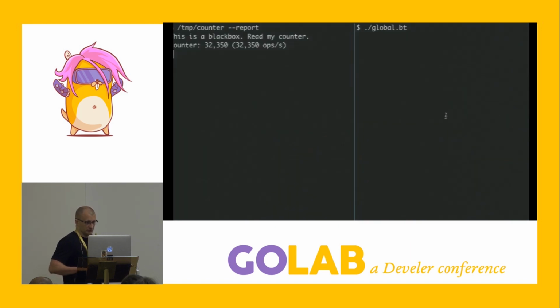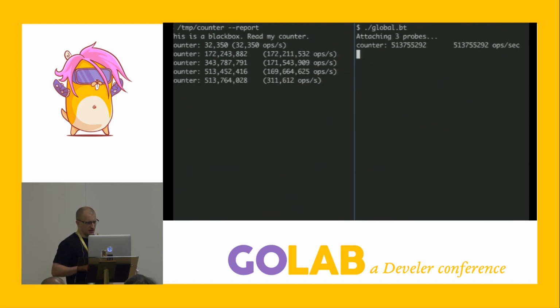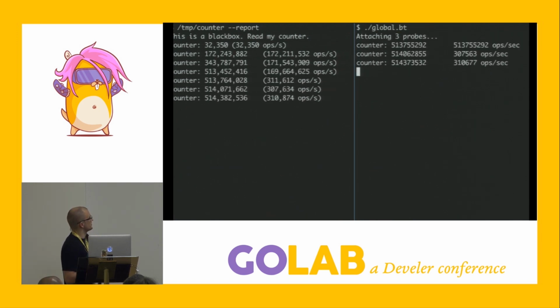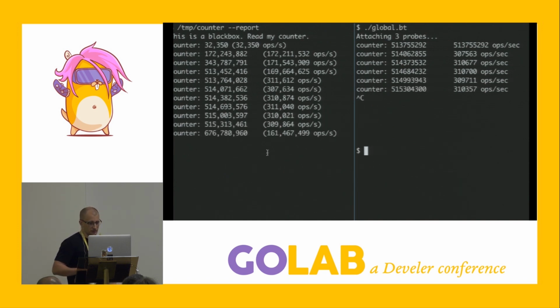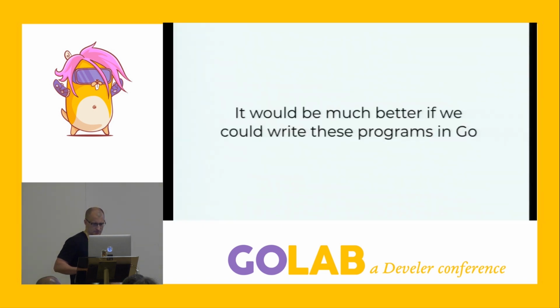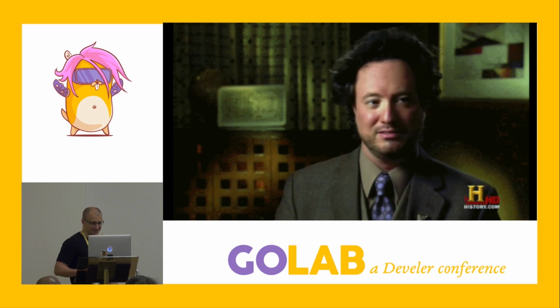So let's see that running. We add our instrumentation this time, and instead of hundreds of operations a second, we got hundreds of thousands. So a couple orders of magnitude better, but still there's performance overhead in doing this type of work. It would be a lot better if we could write these programs in Go. So is such a thing even possible? Yes, it is.